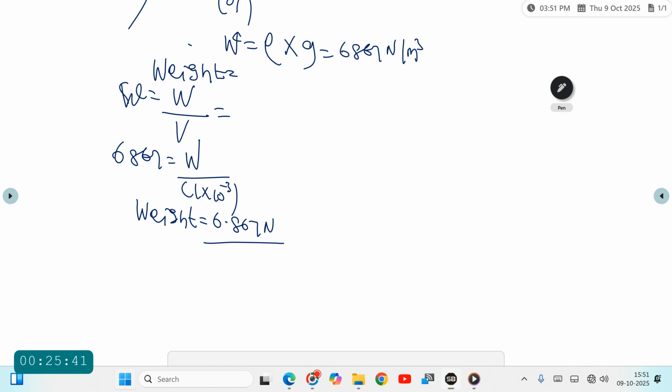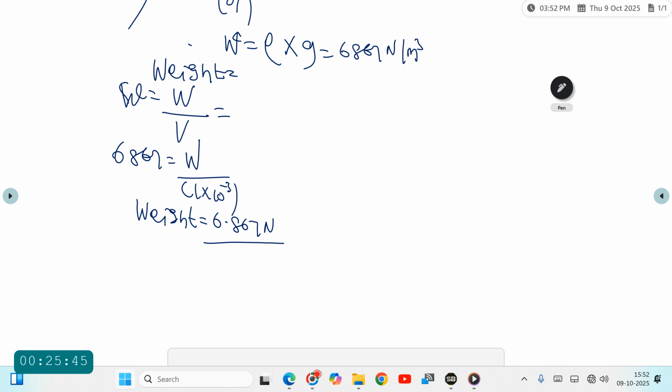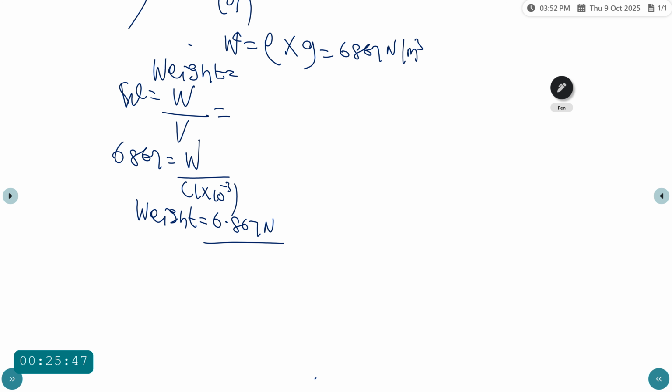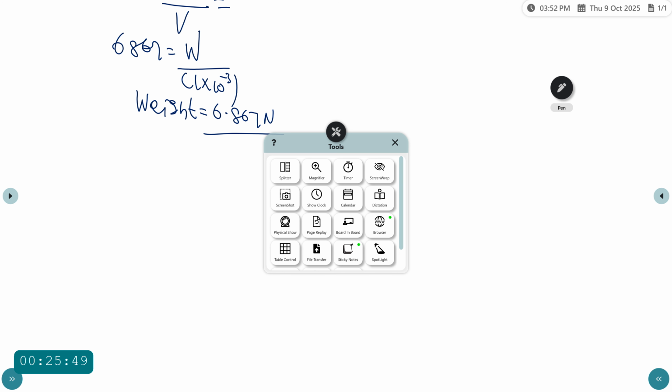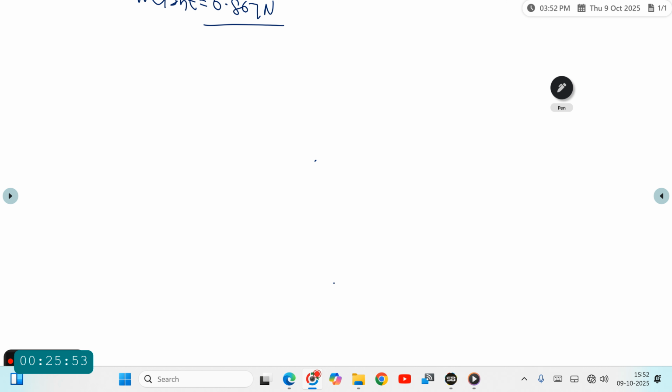This is problem number 1. In the next class, we will discuss the property of fluids called viscosity. Next class we can discuss viscosity of the fluid.